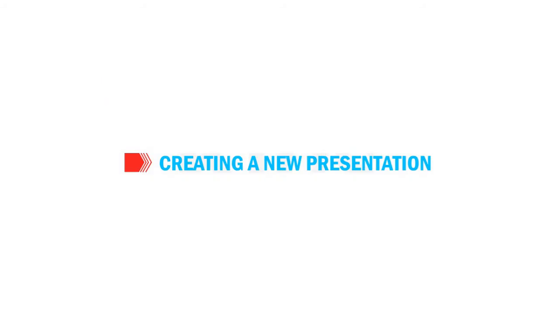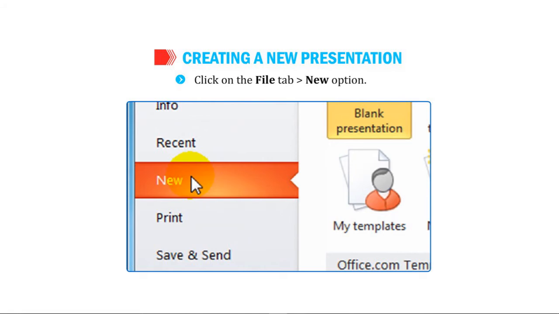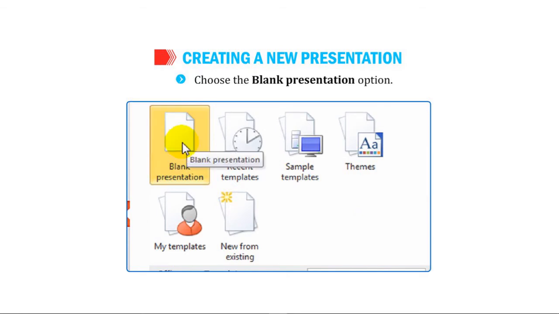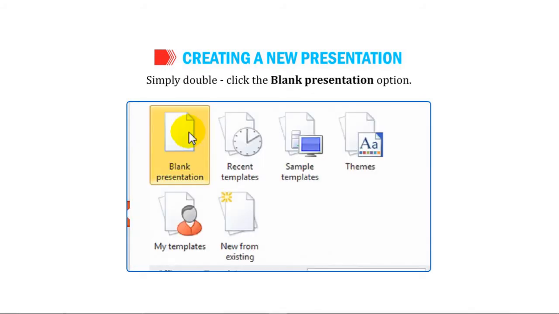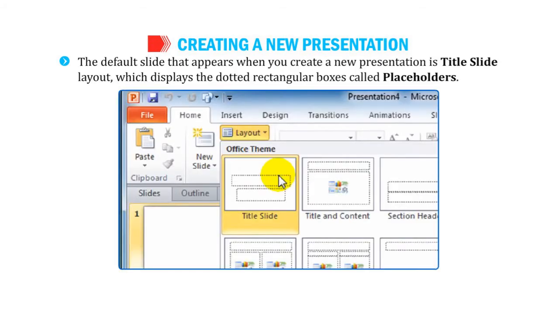Now, let's understand how to create a new presentation. To create a new presentation, follow the given steps. Click on the File tab, New option. The available templates and themes pane appears. Choose the blank presentation option. Click on the Create button, or simply double-click the blank presentation option. A new presentation with a blank slide will open on the PowerPoint screen.